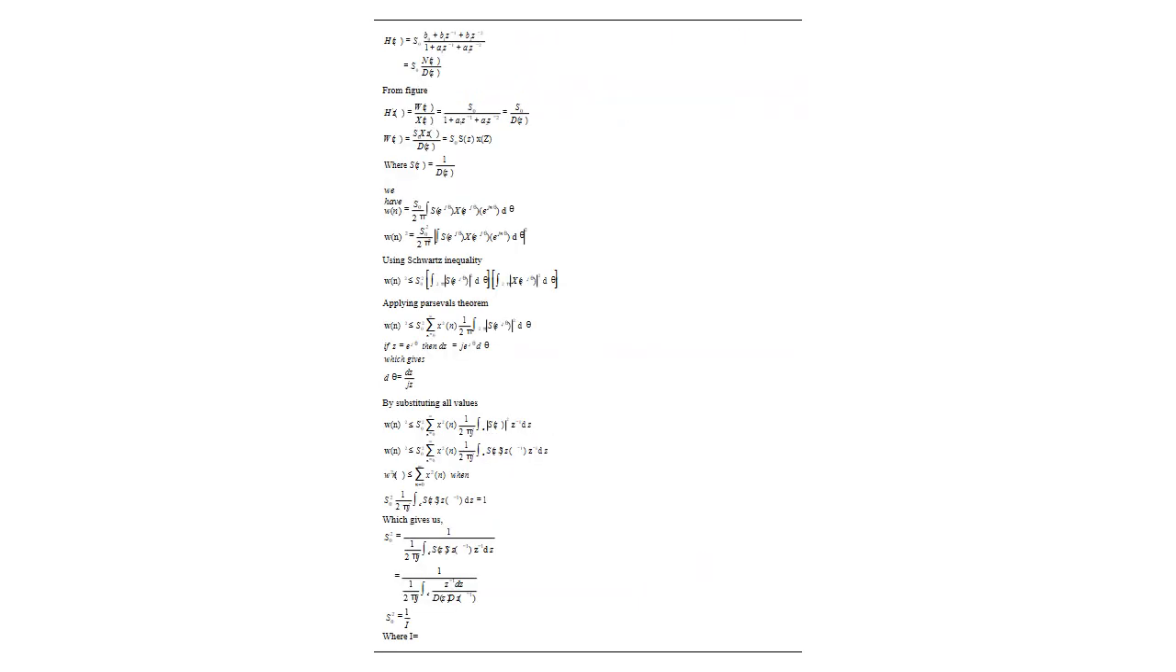Next is H(z). So there is S0 into (b0 + b1 z^-1 + b2 z^-2) divided by (1 + a1 z^-1 + a2 z^-2). So that is known as S0 into N(z) by D(z). So from the figure we can analyze that H'(z) is equal to W(z) divided by X(z), that is equal to S0 by (1 + a1 z^-1 + a2 z^-2), that is equal to S0 by D(z).